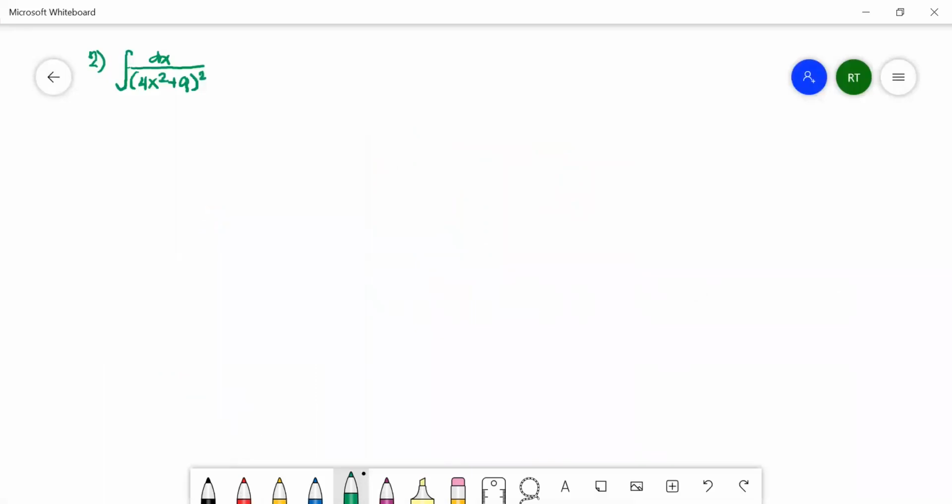This time, let us consider the integral of dx over the square of 4x squared plus 9. You can see that we have the form u squared plus a squared. According to the specific rule, if the integrand contains u squared plus a squared or a squared plus u squared, we will try the substitution u is equal to a tangent of theta.